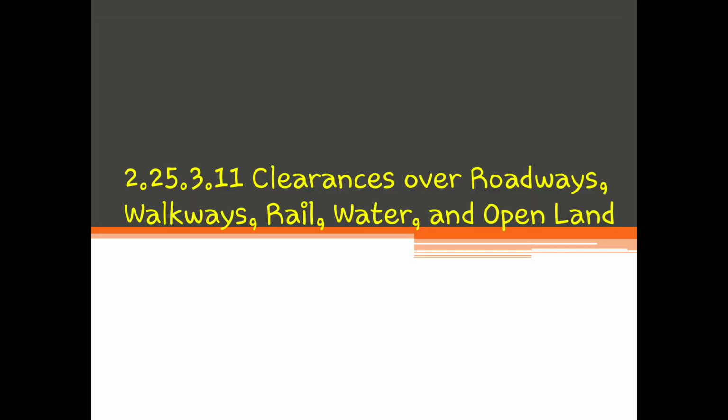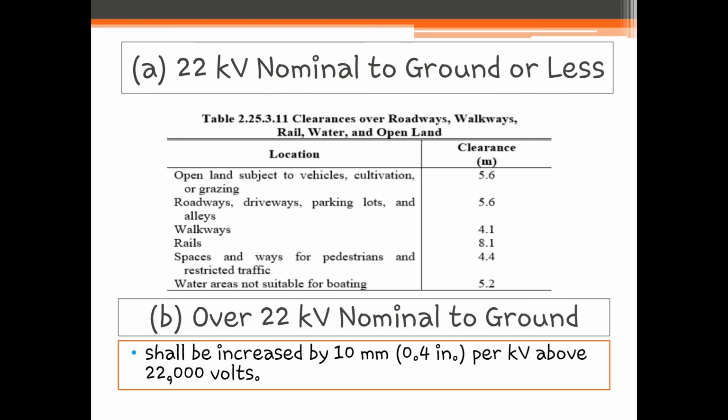So hapit na ta guys, kalma lang. Next is clearances over roadways, walkways, rail, water, and open land. Under this, we have the 22 kilovolts nominal to ground or less. So the clearances over roadways, walkways, rail, water, and open land for conductors and live parts up to 22 kilovolts nominal to ground or less shall be not less than the values shown in this table.